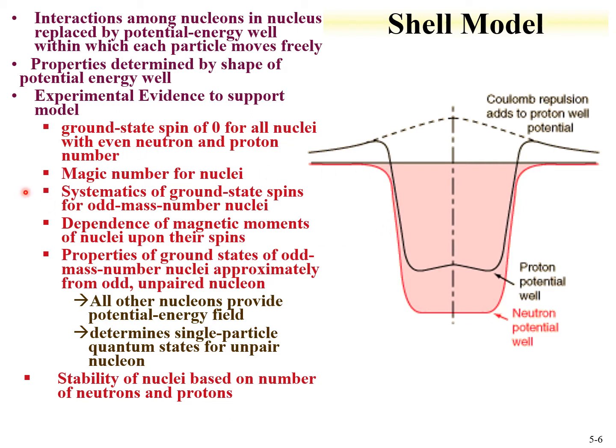There are some systematics on ground state spins for odd mass numbered nuclei, relationship between magnetic moments and their spins, and some of the properties of ground states of odd mass numbered nuclei can be determined from that odd unpaired nucleon. So it's as if I have an odd A nucleus, all the nucleons are paired except for one, and that one unpaired single particle provides the properties for the nucleus. That's fundamentally one of the bases of the shell model. One of the other things with the shell model that can be derived is stability of nuclei based upon the number of neutrons and protons.